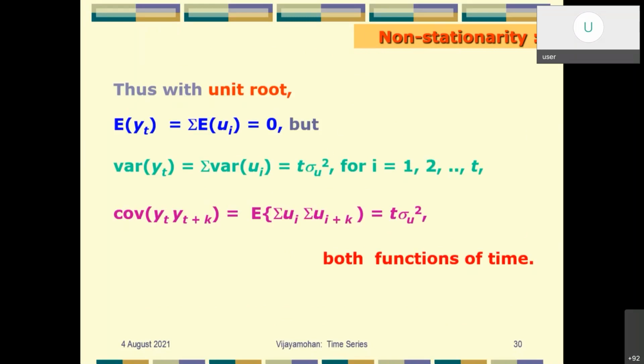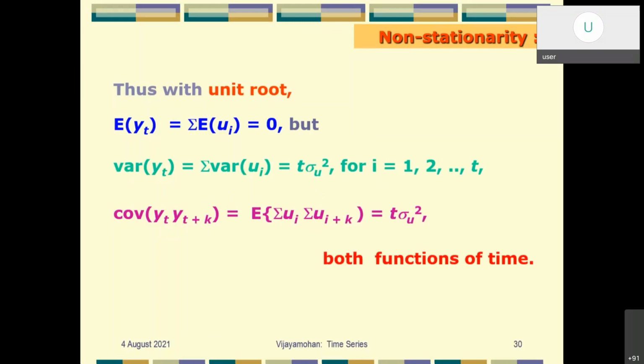So now with a unit root, we find that the mean of the system yt is equal to 0, but the variance of yt is now t times sigma u squared. T means time. For a stationary series, earlier we have seen that the variance of yt is only sigma u squared. It is a constant. But with a unit root, it becomes sigma u squared multiplied by time. That means it is a function of time. So as t increases, the variance also increases. Remember this particular case. Variance is a function of time.